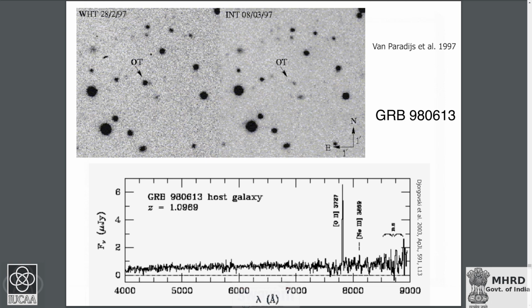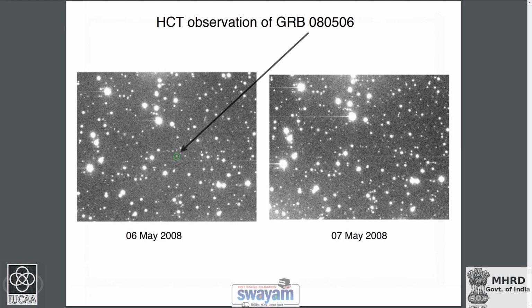So, you can see these objects fade very fast, meaning these objects get dimmer very fast. Therefore, to understand these objects we have to observe them as early as possible. Coordinated and timely observations are very important to understand the nature of these objects. What is shown here is the image of a typical gamma ray burst taken using the 2-meter Himalayan Chandra telescope.